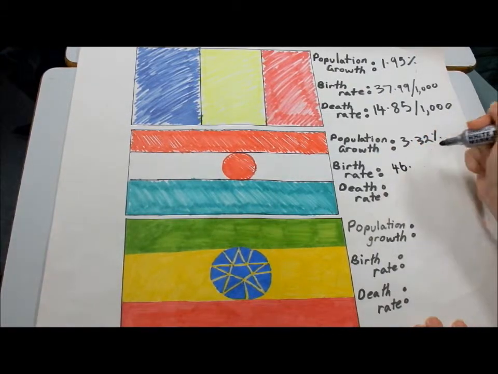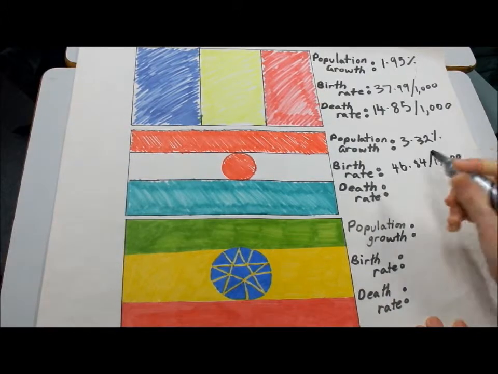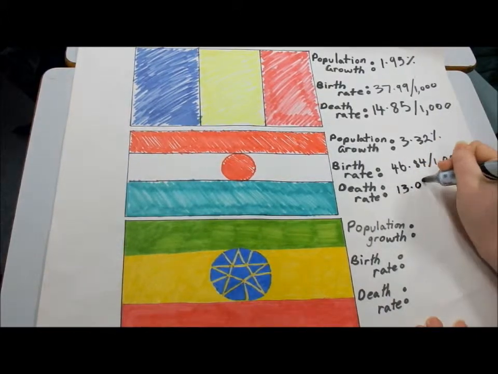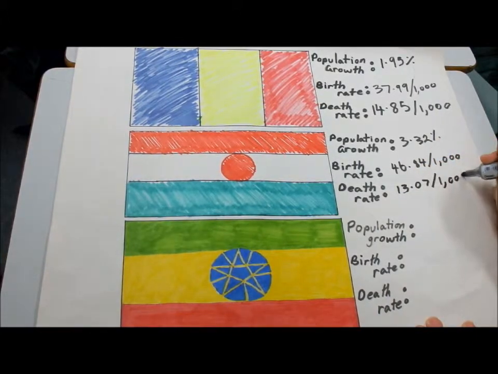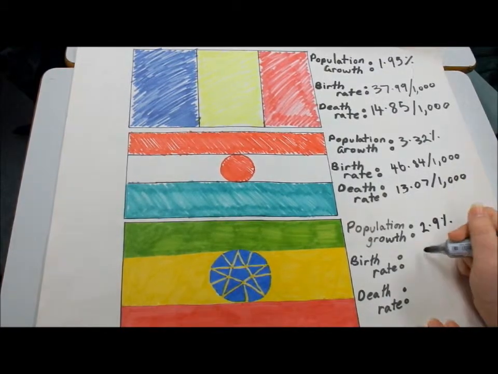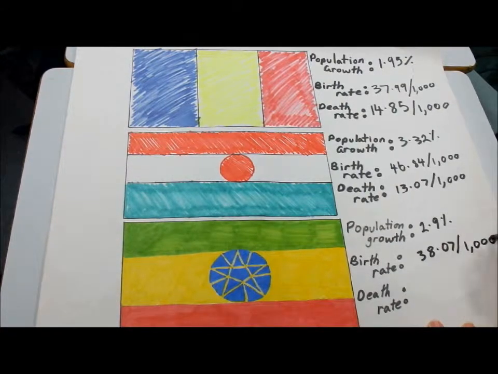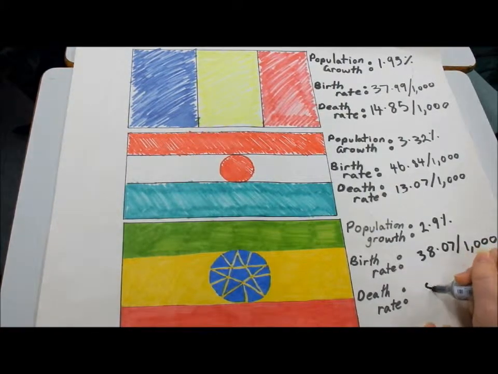The birth rate is 46.84 births per 1,000, and the death rate is 13.07 per 1,000. Ethiopia has a population growth rate of 2.9%. The birth rate is 38.07 births per 1,000, and a death rate of 8.87 deaths per 1,000.